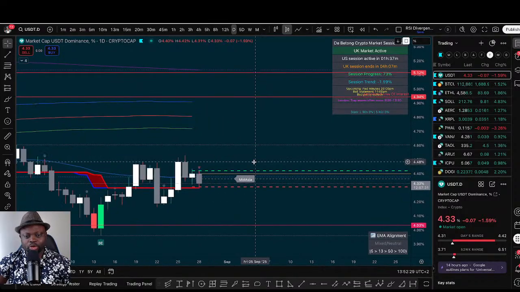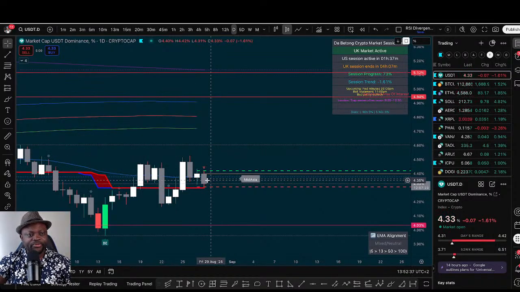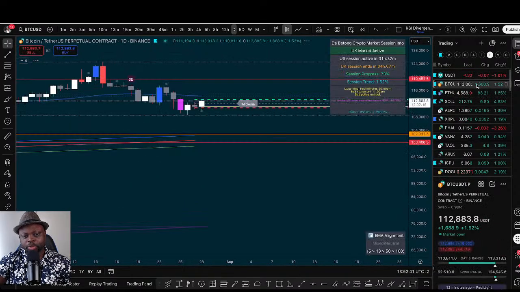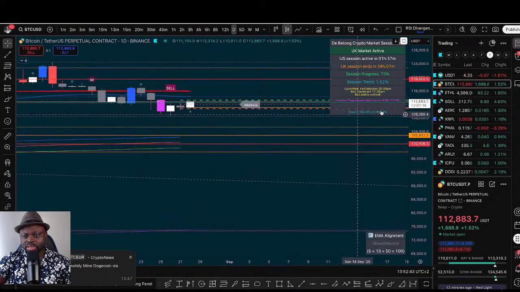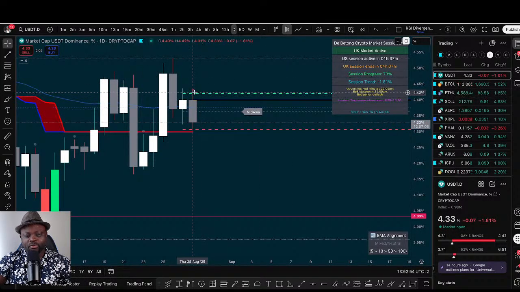You can see if I zoom out, there's this red arrow just directly on top of this wick here on the daily time frame for USDT dominance. Now, if you go to Bitcoin, you see that below the price of Bitcoin, we have this green arrow. This green arrow signifies bullish. Meanwhile, when it's above price, it signifies bearish.